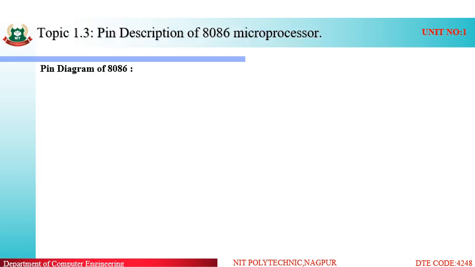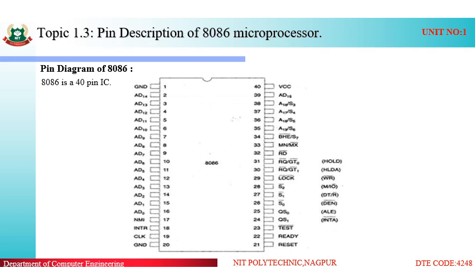So coming to pin diagram of 8086. Basically 8086 is a 40 pin IC. That means 8086 has a total of 40 pins on it, 20 on left side and 20 on right side. So this is the pin diagram of 8086. As you can see, there are 20 pins on the left hand side, 1 to 20, and 20 pins on the right hand side.